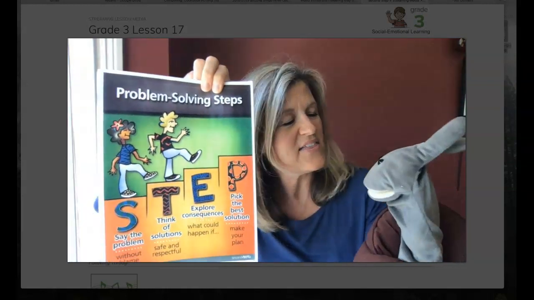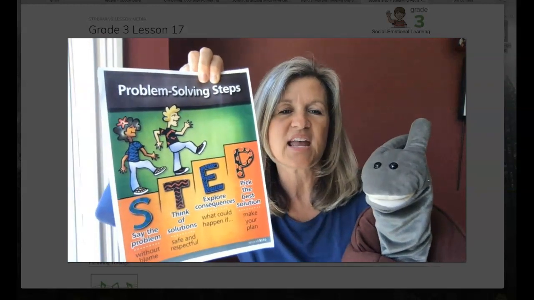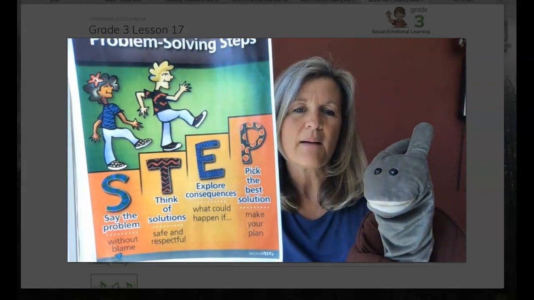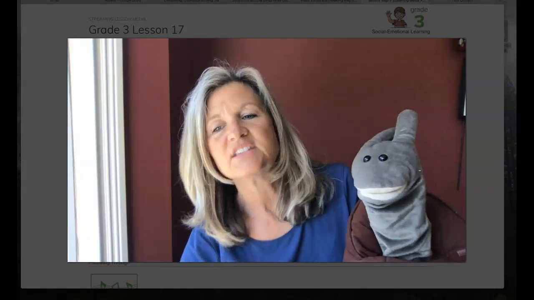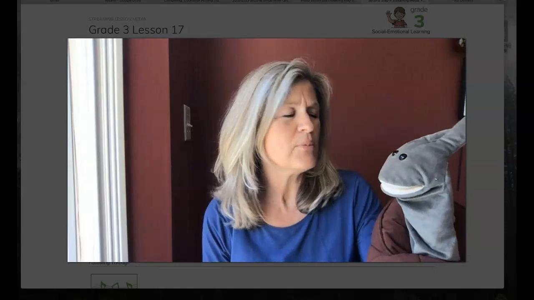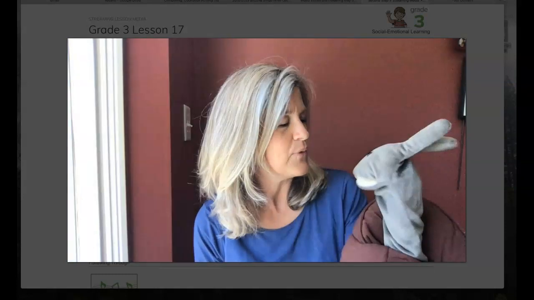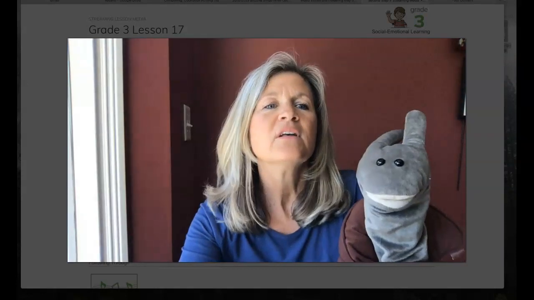So for today's lesson and the next lesson, we're going to talk about these steps. But the first step that we're going to look at the most today is S. Say the problem without blaming anyone. And to do that, you're going to get to watch a little video about some boys that were having some trouble with each other, and they had to figure out how to say the problem without blaming. We're going to watch a movie? Yep, a short one. So here we go.